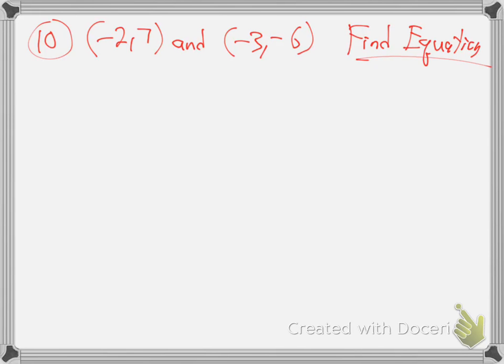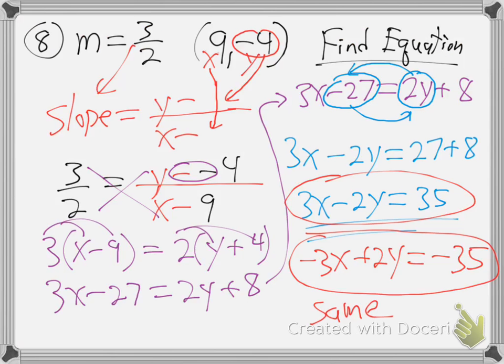So find the equation. The first step is get the slope. See how this time they're not giving us a slope? So we have to get our own slope. We have to actually do step 1 this time. Do you know what I mean? Let me look back with you. Look at number 8.